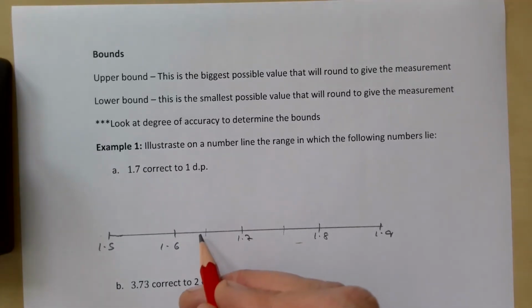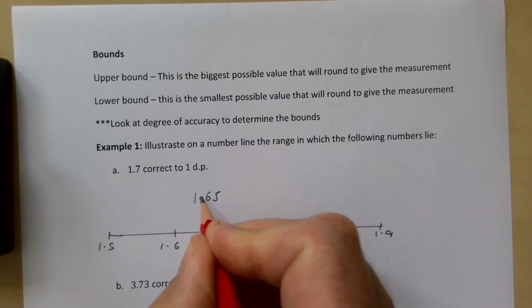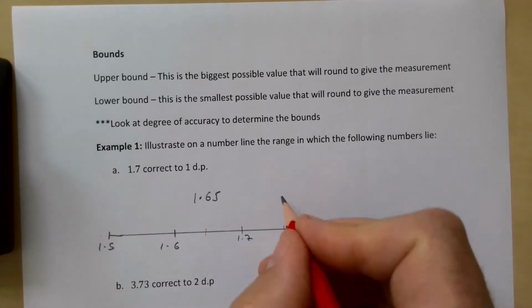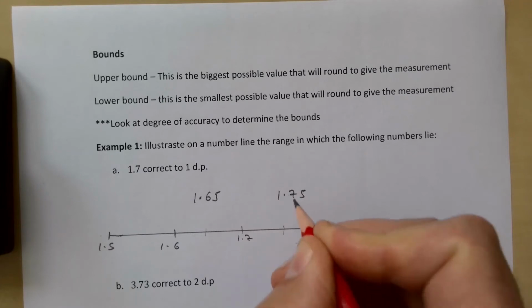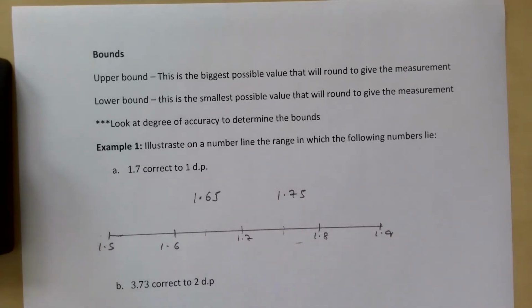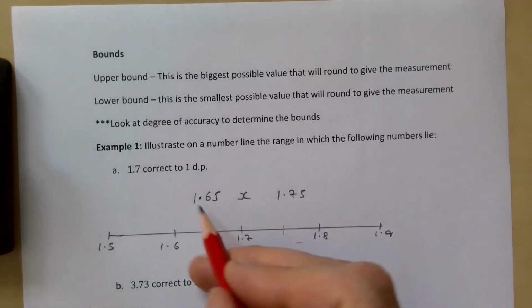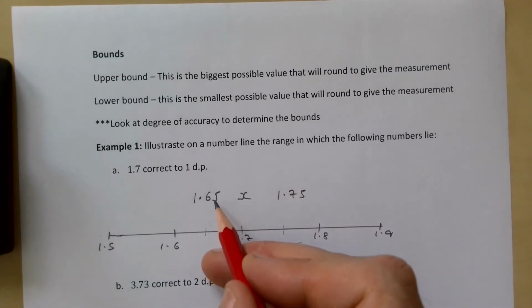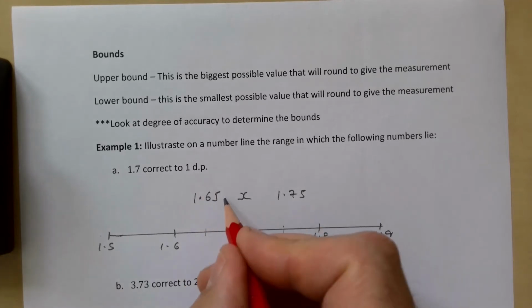What's the cutoff at this end? Halfway between here and here is 1.65. Halfway between here and here is 1.75. Now we still need to have a wee think about these. I'm going to call it X, and then here. If I asked you to round 1.65 to 1 decimal place, you will get 1.7. So we're good. It can be 1.65.